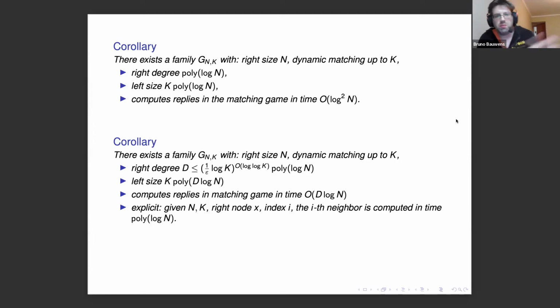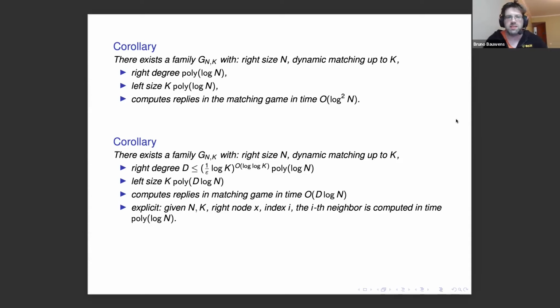And we get it from a single result that is a Hall-type theorem. The theorem says that if a graph has good expansion, then there exists a polylog time matching algorithm. And then we apply it to existing constructions of expanders.